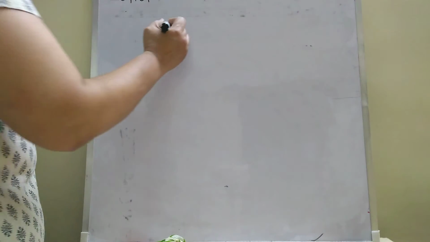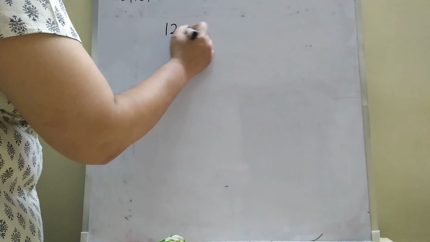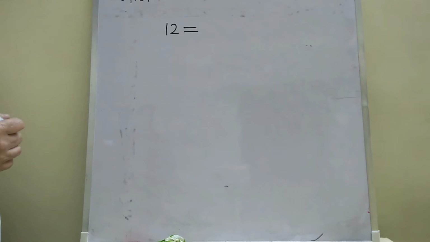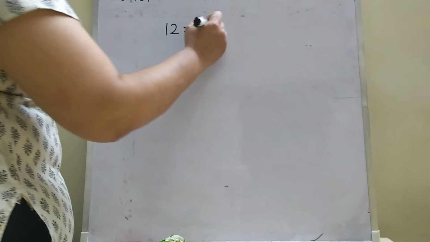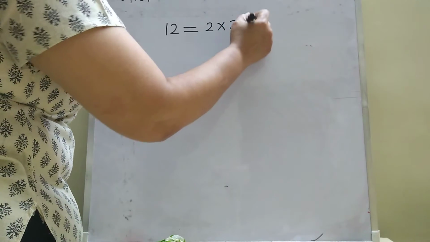Hello students, today we are going to see the factorization of algebraic expressions. Let us find out the factors of 12. You know how to find the factors of 12? Yes, you have to write 12 in the form of multiplication. 2 threes are 6, 2 sixes are 12.